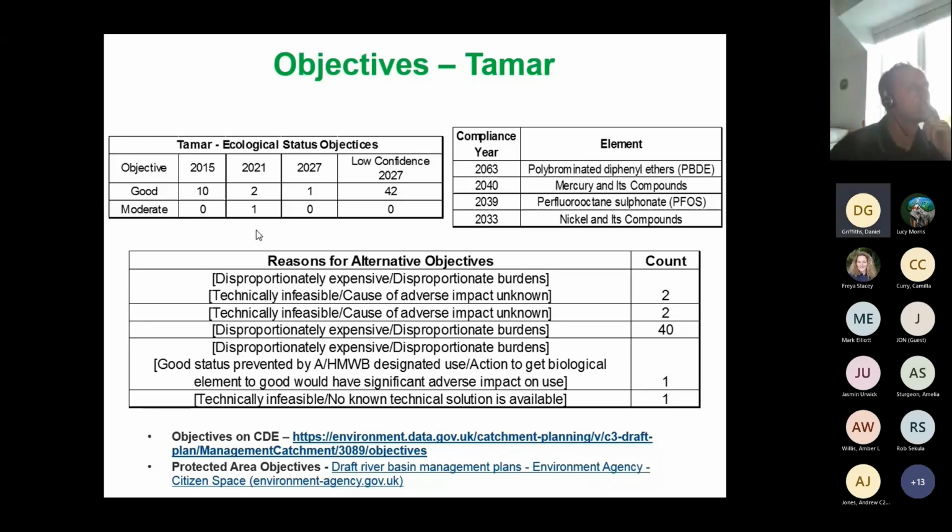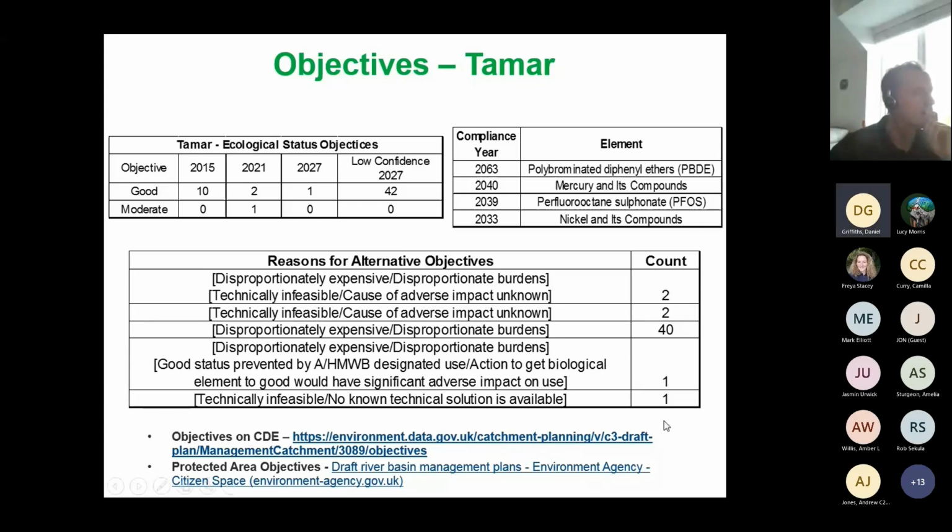The other thing on here that I've included is around the chemical failures. So the table at the top right of the slide looks at 4 of the chemical elements that are failing in the 2019 classifications and the objective year that's been given for their compliance. As you can see, particularly for PBDEs, it's a long way into the future that we're expecting to see those reach their target standards, right to 2063. So we're expecting those elements to be failing for a long time to come.